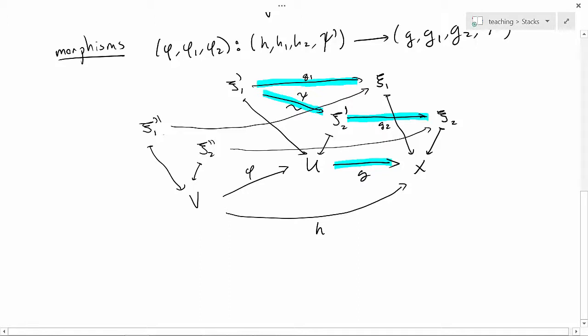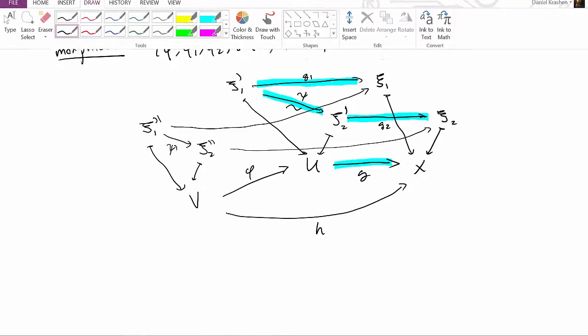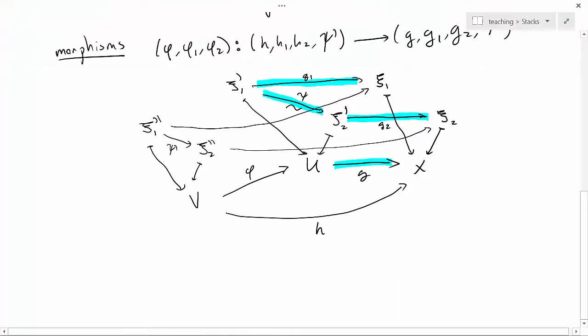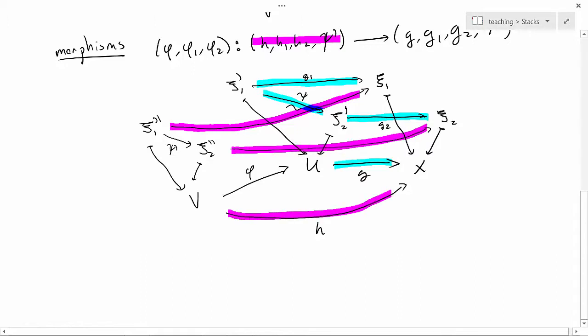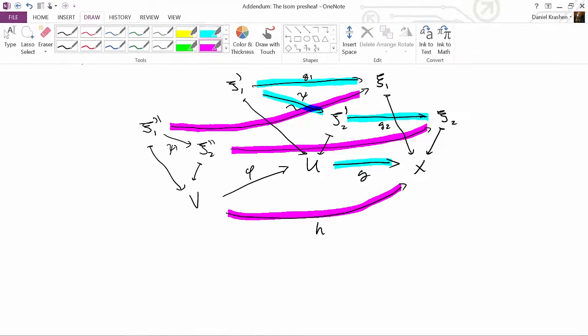And then I have an isomorphism between them, which is my psi prime. So now this is going to be the data, just to remember, that describes that guy there.